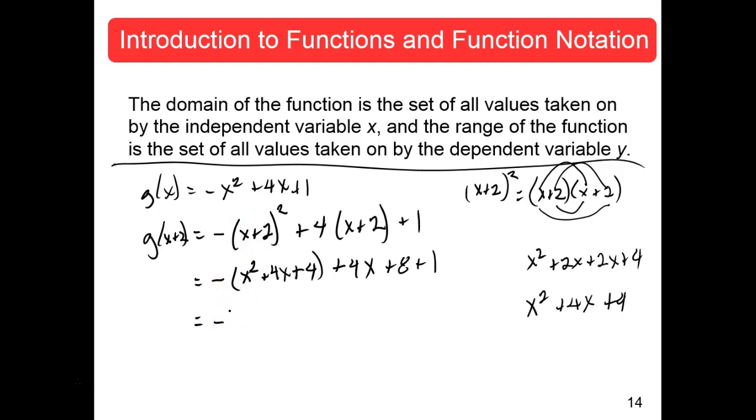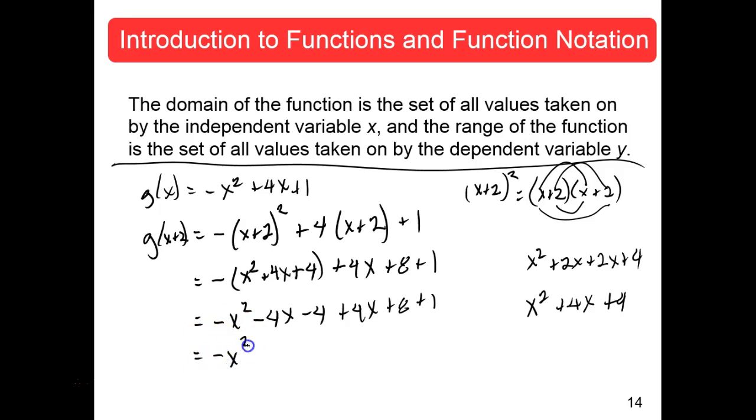Minus x squared minus 4x minus 4. Continue. Plus 4x plus 8 plus 1. Now, if you want to add 8 and 1 to the other, you could. Okay? Now, what do you notice happening here? Combine like terms, and what's the first one you see?